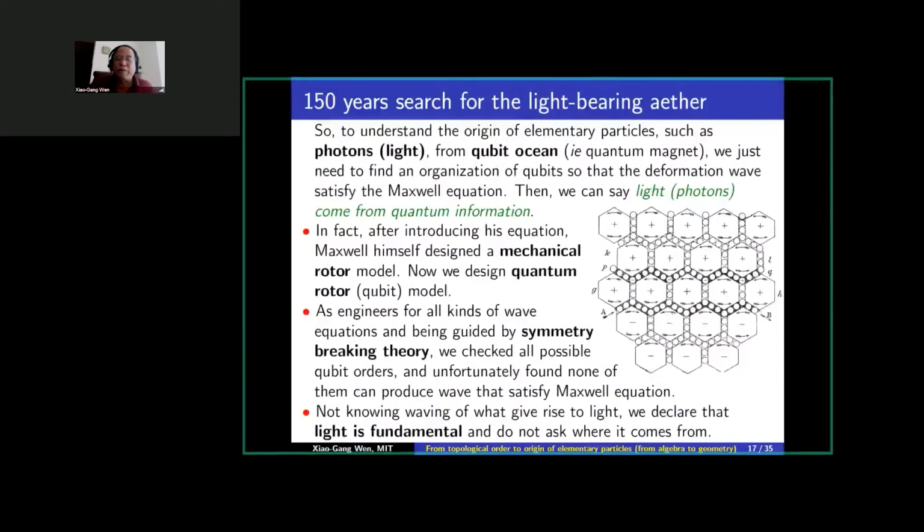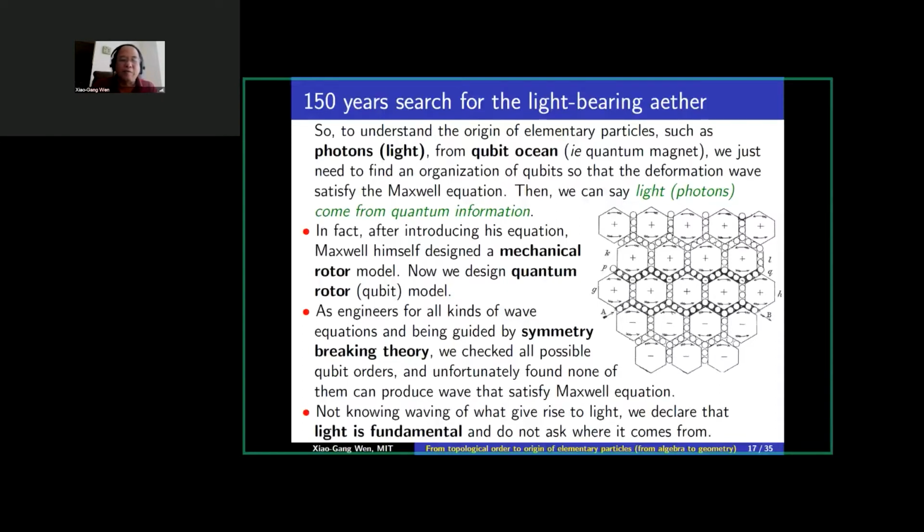So this really reflects our frustration. In condensed matter systems, we study all kinds of many-body ground states, and they have all kinds of waves, all kinds of wave equations. But for a long time, we considered all kinds of order, all kinds of waves, and we never found a particular material, a particular order, which gave rise to the Maxwell equation.